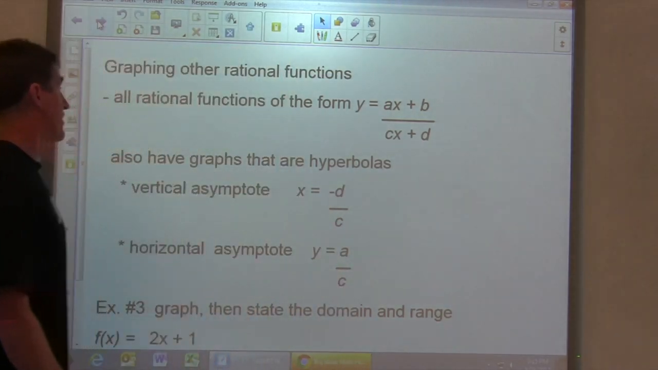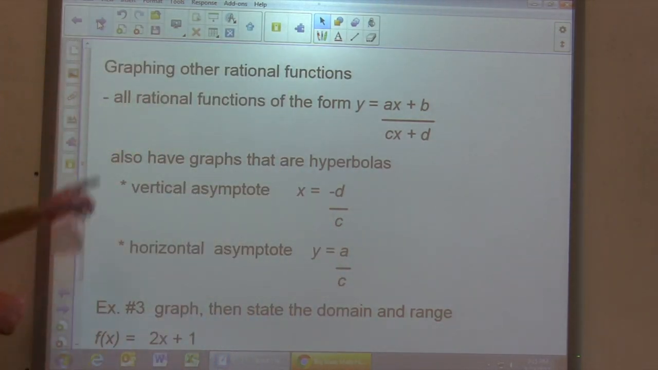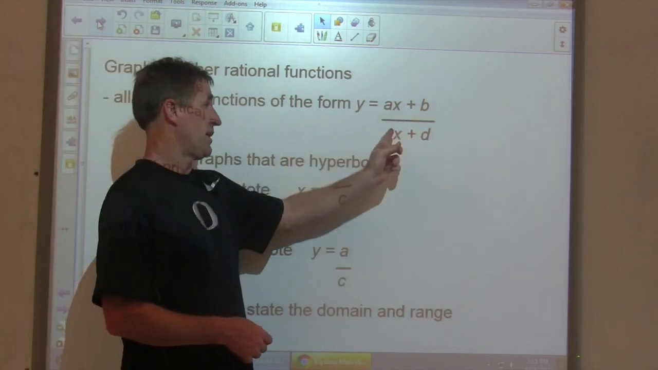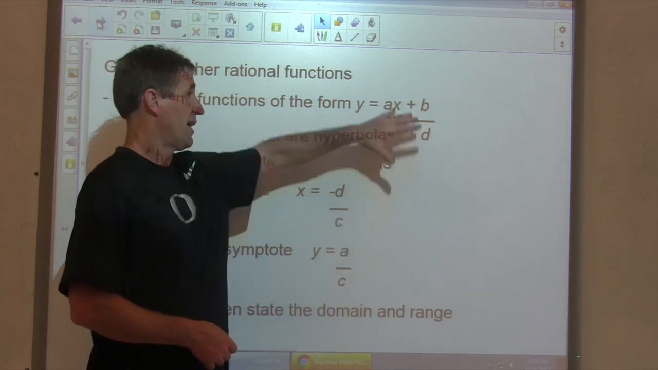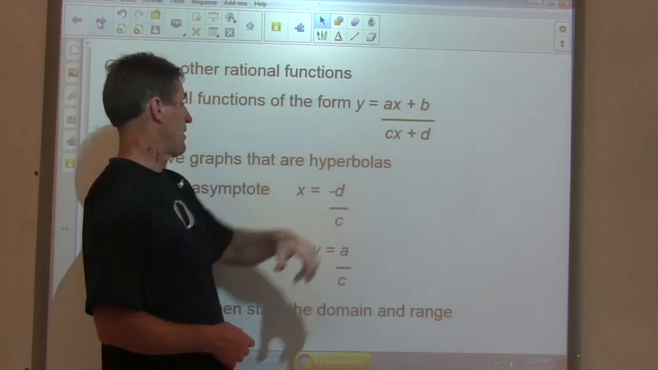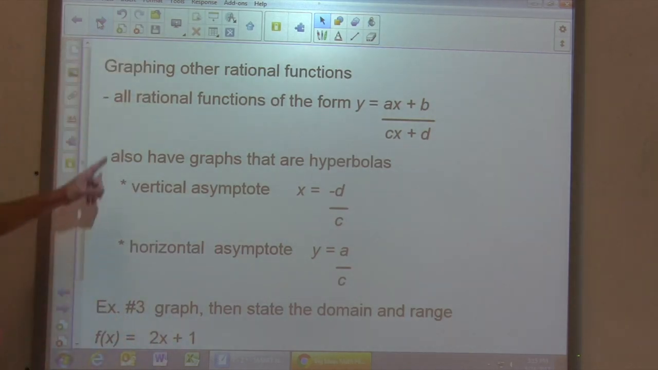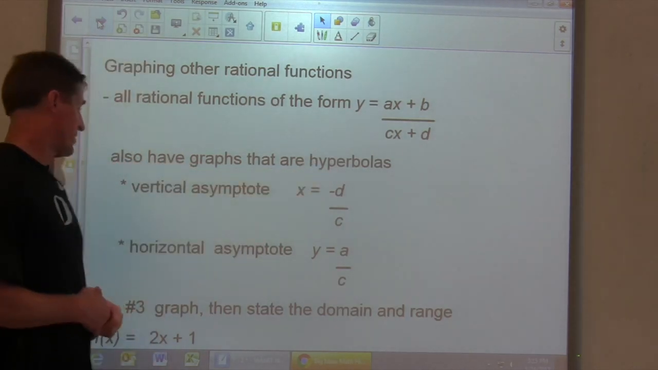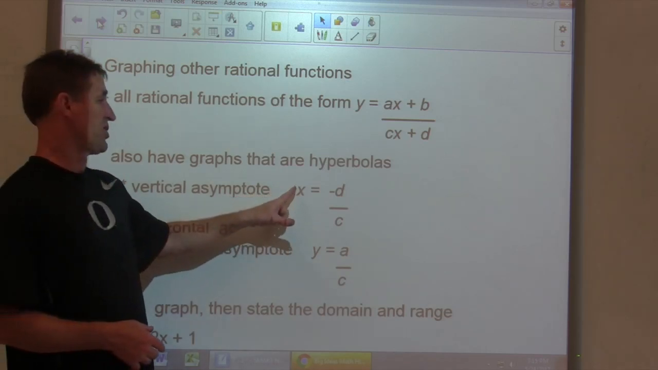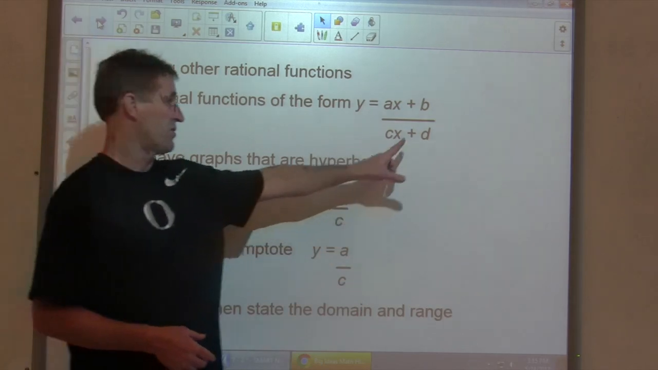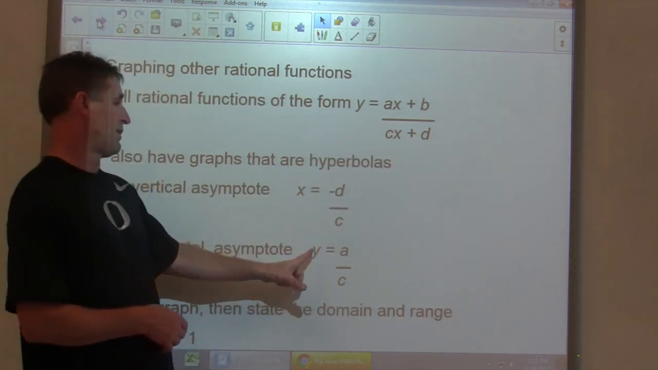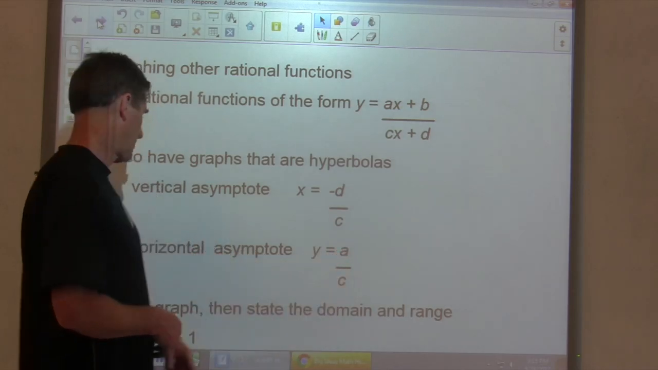Now, graphing other functions. So not all functions are in that form. We sometimes have functions that are in the form of y equals ax plus b over cx plus d, where we have a single power linear polynomial on top and the bottom. So these also have graphs that are hyperbolas. And so to graph those, now the vertical asymptote you're going to find by the equation x equals negative d over c, so the opposite of this divided by c. And your horizontal asymptote will always be at y equals a divided by c.